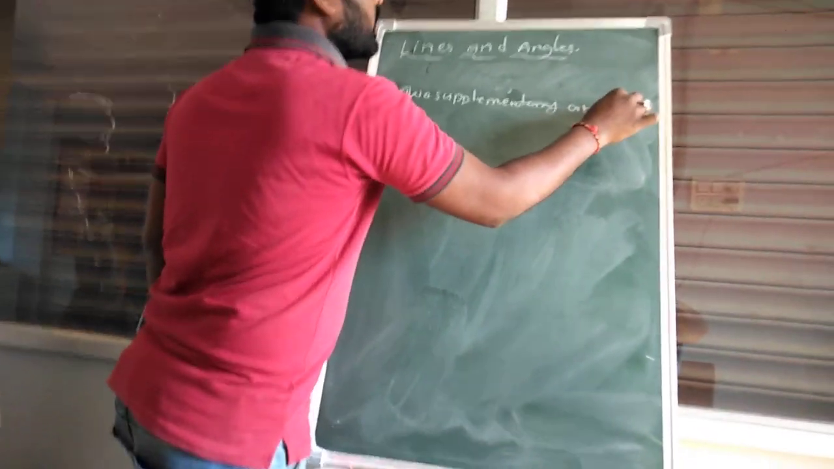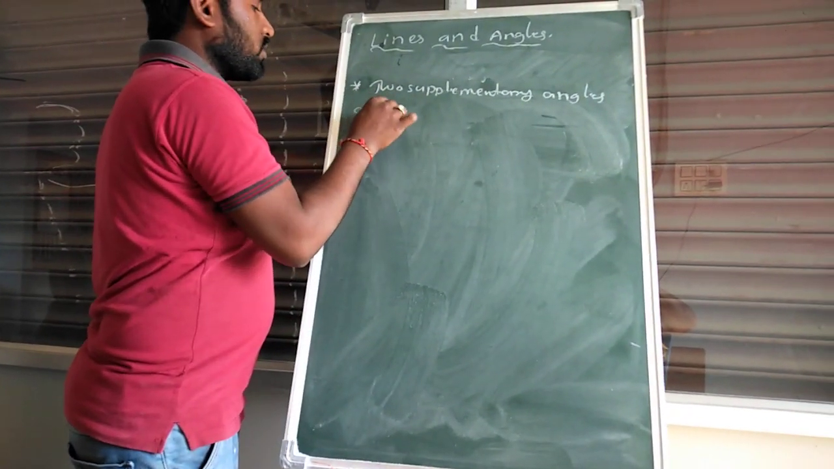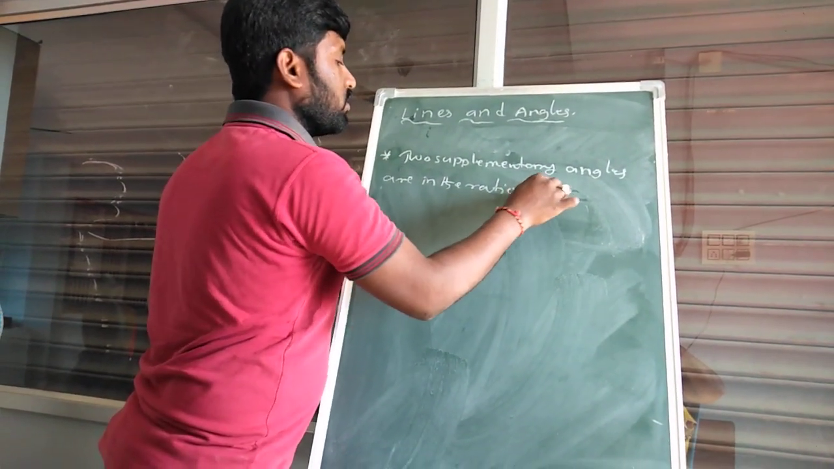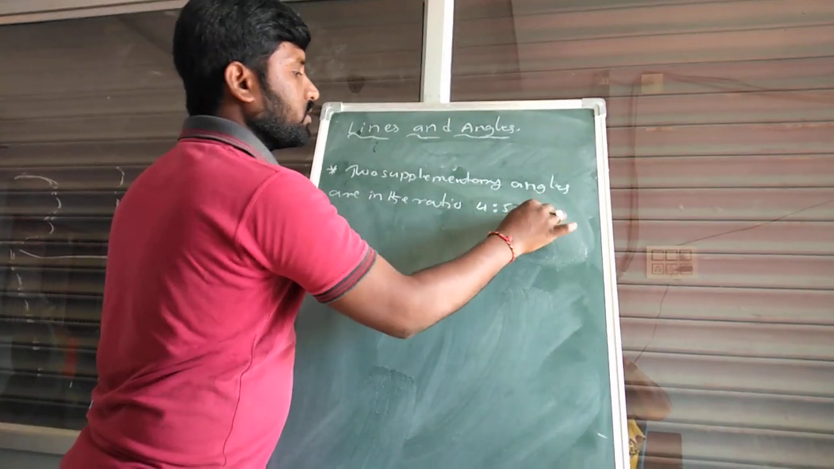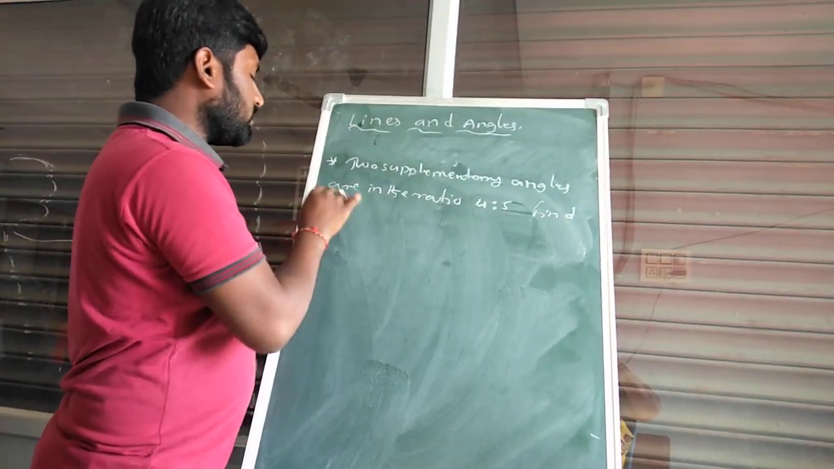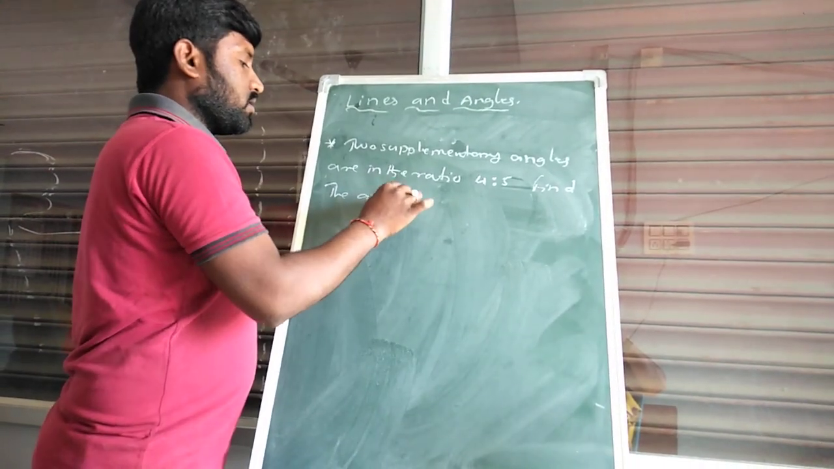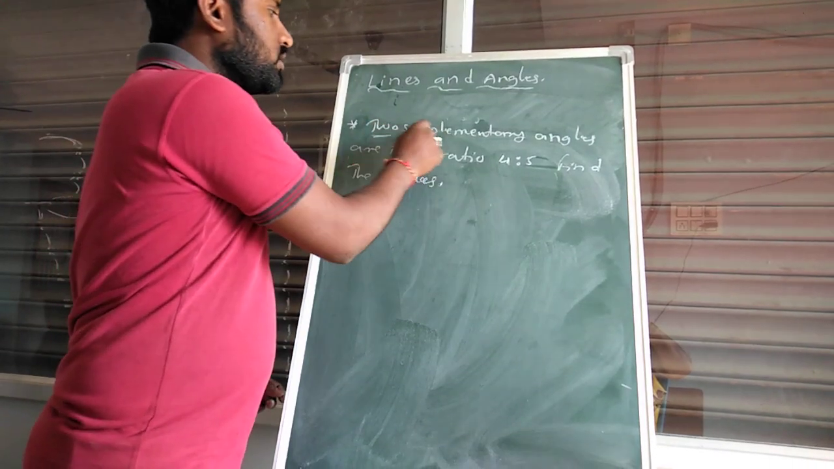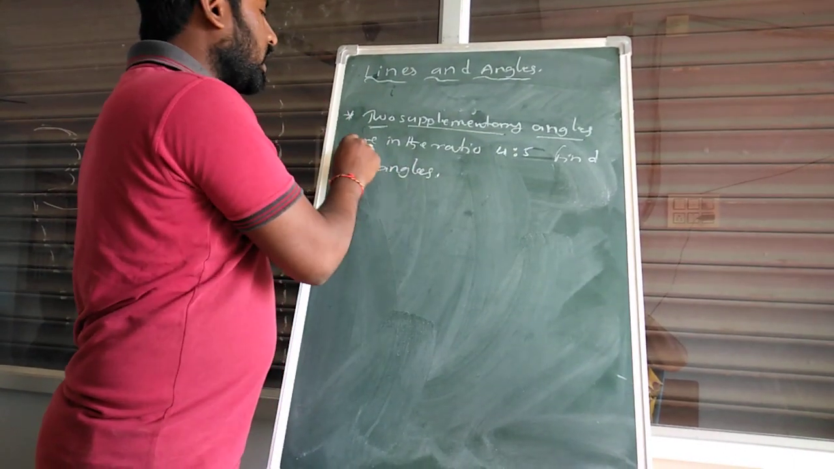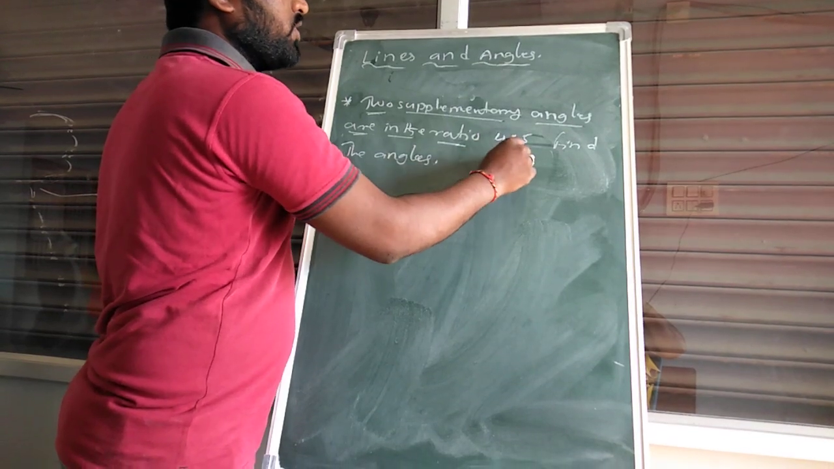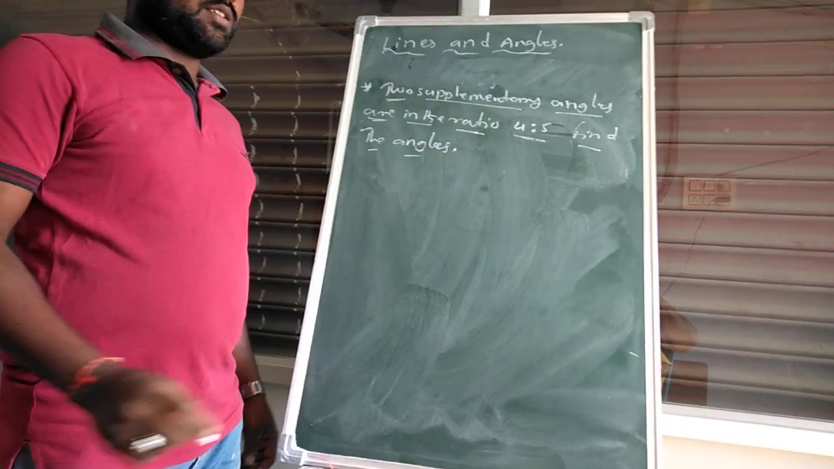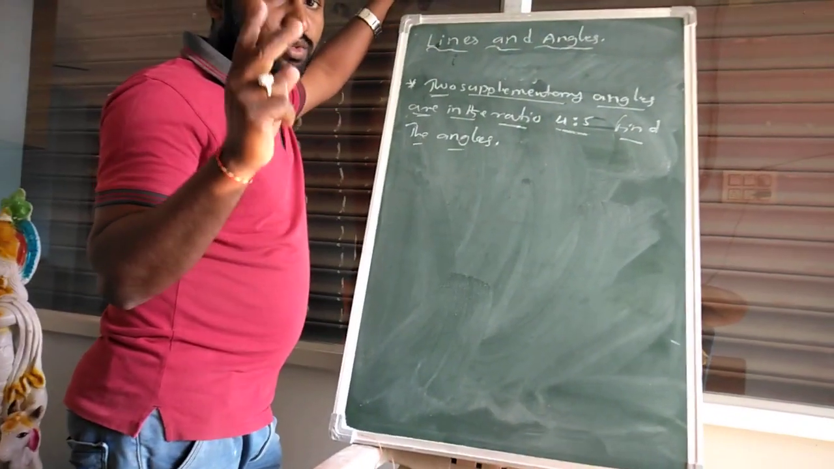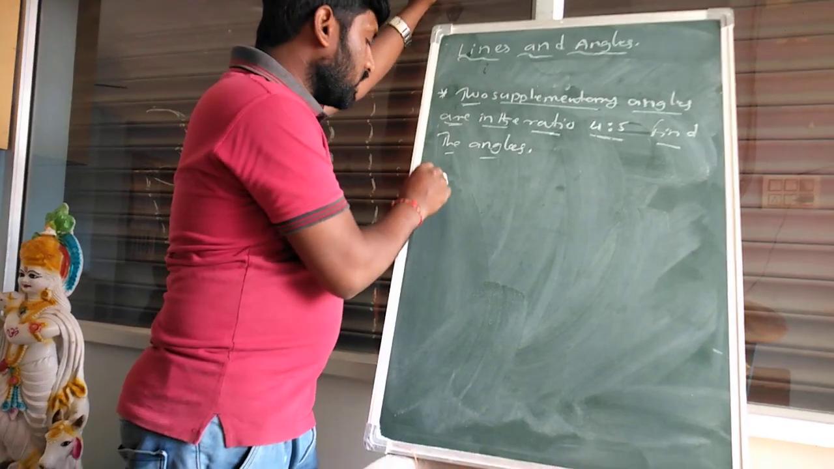Two supplementary angles are in the ratio 4:5. Find the angles. Okay now students, two supplementary angles are in the ratio 4:5. Find the angles. We know supplementary angles means what? The sum of the measures of two angles is equal to 180 degrees. Now see its solution.